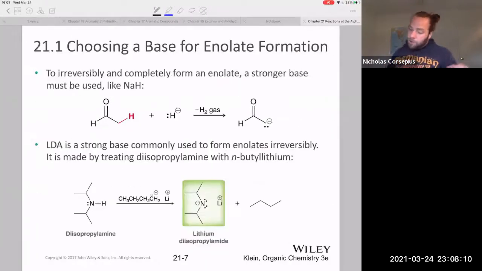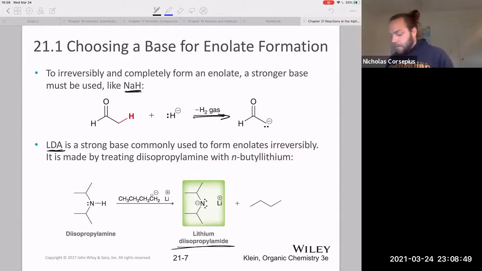Because of that, there are two really strong bases that are commonly chosen. First of all would be sodium hydride. This is one that we've talked about before, especially in the context of deprotonating an alcohol group, right? So to create an alkoxide ion, these are the base of choice. So this is a great base to choose, as it will readily push things into the product side. The other one, which is going to be new to us, is what's called LDA. This is another strong base.